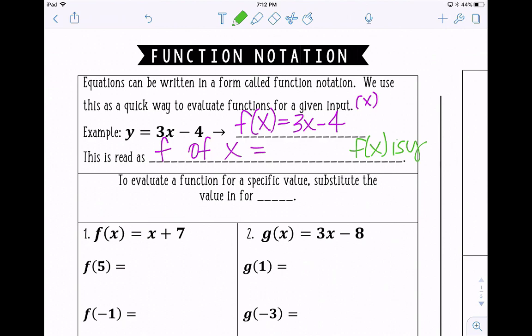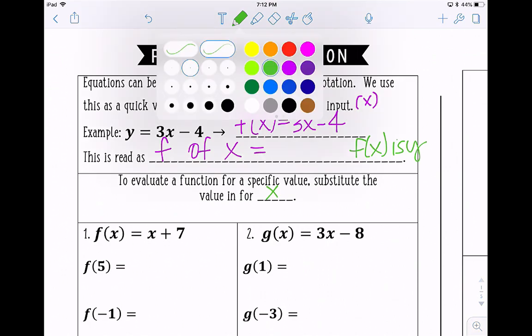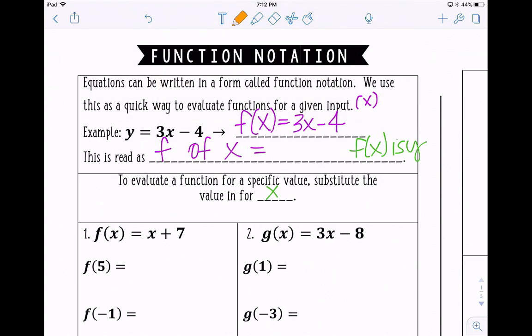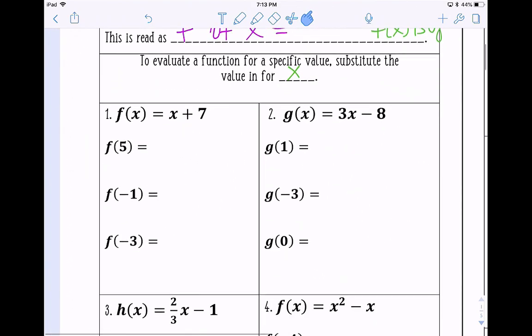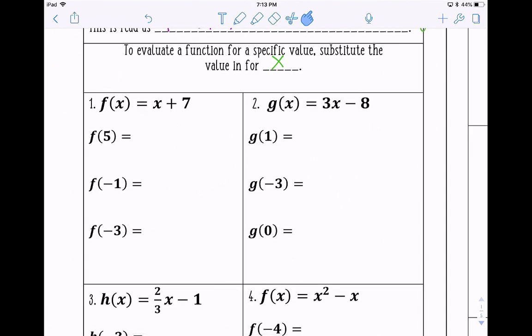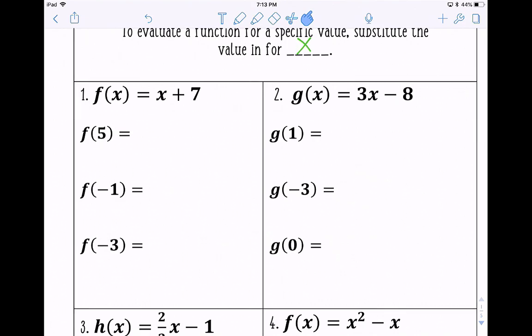Okay. So the next section, to evaluate a function for a specific value, you substitute the value in for x. We're going to plug in the number for x. So let's look at this first example, and I'm going to get my calculator up too so you can see how I would do this. You don't have to use a calculator on some of them, but it gets a little more difficult, so I'm just going to show you how to do that. So number one, we have f of x equals x plus 7. So now they're asking us what is f of 5.